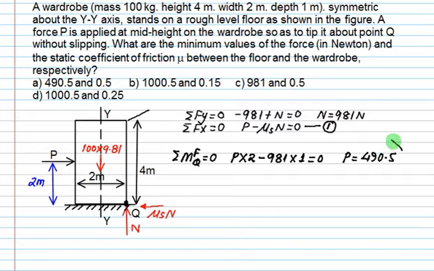And now you put this value back into equation 1. So this is 490.5 minus mu s, normal reaction is 981. So the value of mu s will be 0.5. So choice A is the correct choice.